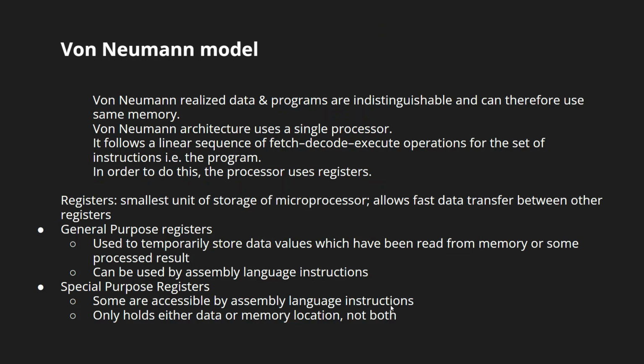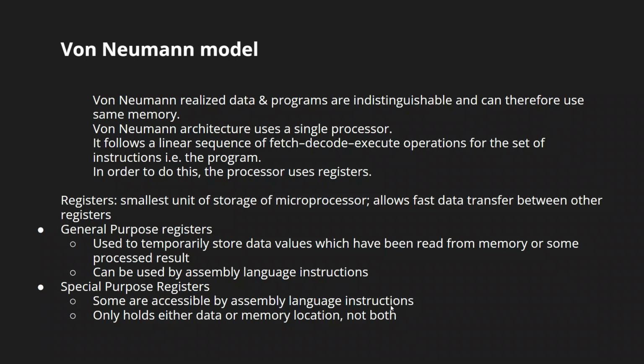In order to do this, the processor uses registers. Registers, the smallest unit of storage of a microprocessor, allow fast data transfer between other registers. This is a temporary storage area. General purpose registers can be read from memory, or in some processors, can be used by assembly language instructions.